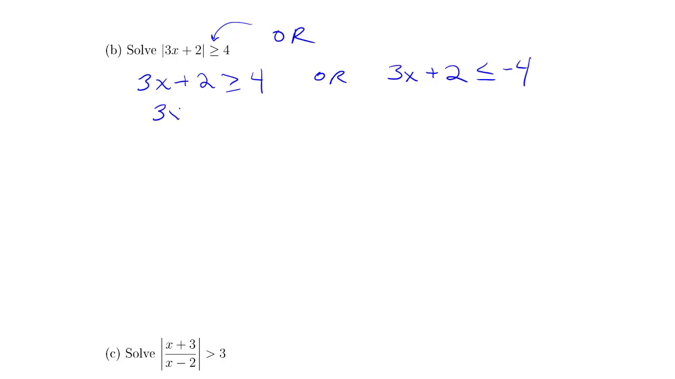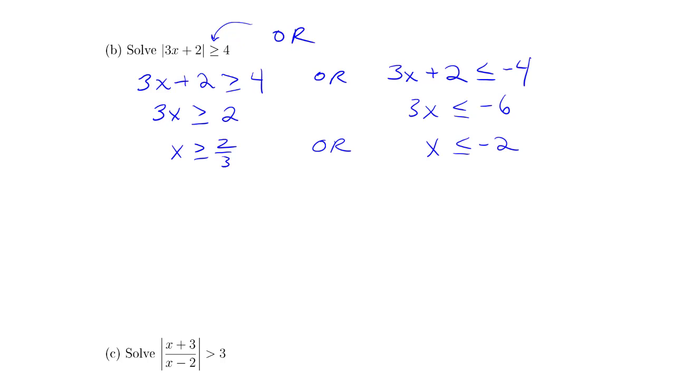So on the left side here, we get 3x greater than or equal to, subtract 2, so we get 2, divide by positive 3. So we get x greater than or equal to 2/3. Over here, I get 3x less than or equal to, subtracting 2, I get negative 4 minus 2 is negative 6. Again, divide by positive 3. And x is less than or equal to negative 2. So this is the OR situation.